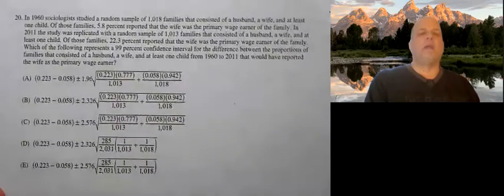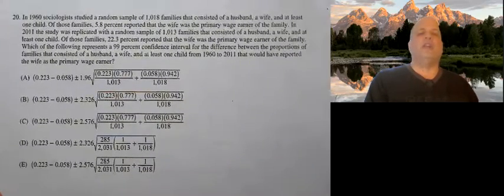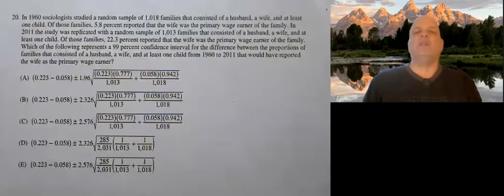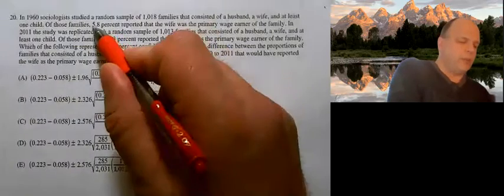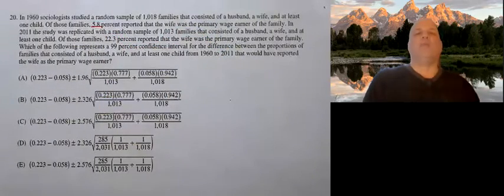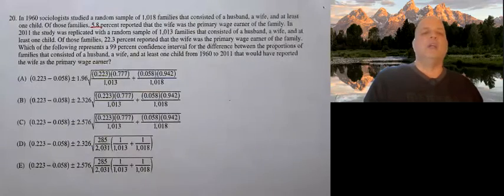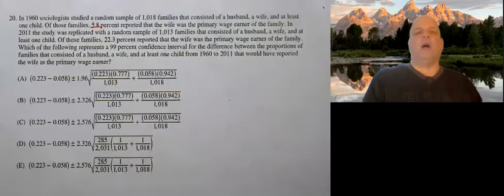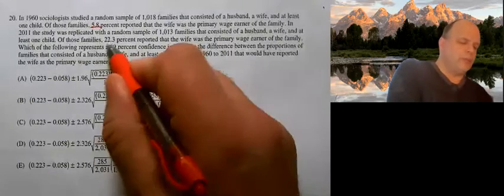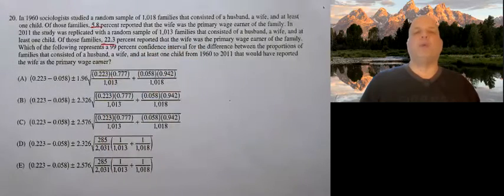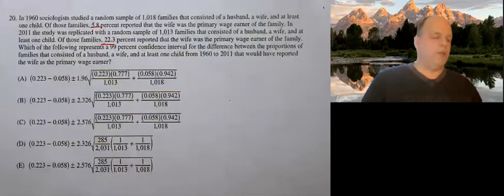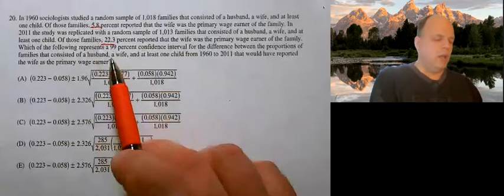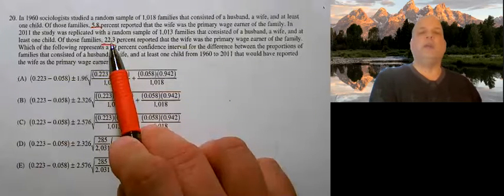Number 20. In 1960, sociologists studied a random sample of 1,018 families that consisted of a husband and a wife and at least one child. Of those families, 5.8% reported that the wife was the primary wage earner of the family. In 2011, the study was replicated with a random sample of 1,013 families that consisted of a husband and wife and at least one child. Of those families, 22.3% reported that the wife was the primary wage earner. So 1960 is 5.8, 2011 is 22.3.